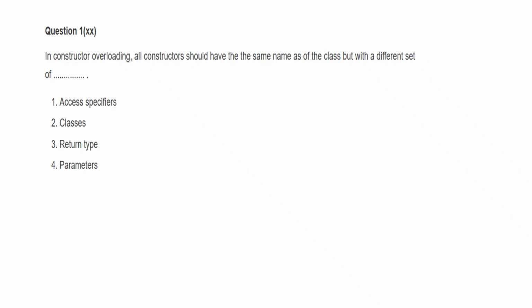So last MCQ. In constructor overloading, all constructors should have the same name as that of the class, but have a different set of what? In overloading, what happens? It is having the same name but a different set of parameters. So your answer should be this.